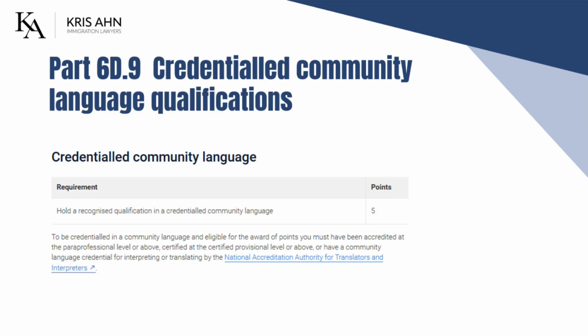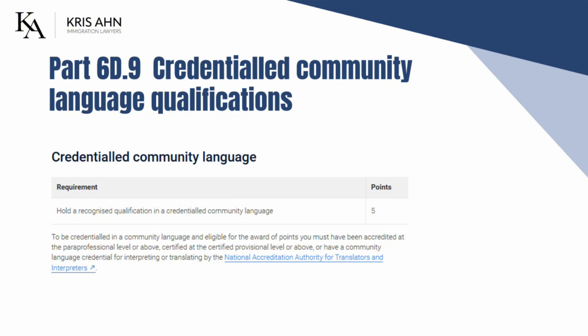This one is called the Credentialed Community Language qualification, which I feel is the weakest part of the checklist, because I have never seen a client who, and I used to work at one of these firms where all we ever did was EOIs, I have never seen a client where this was the make it or break it.